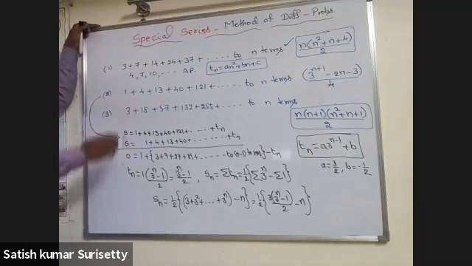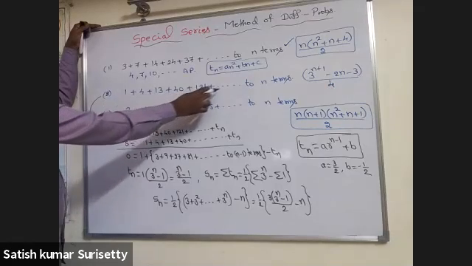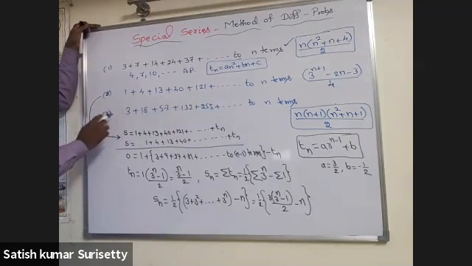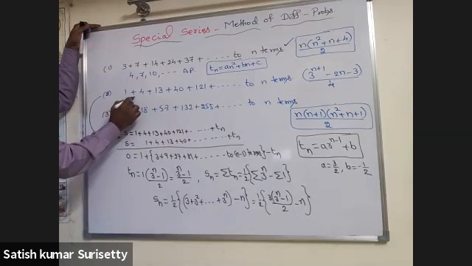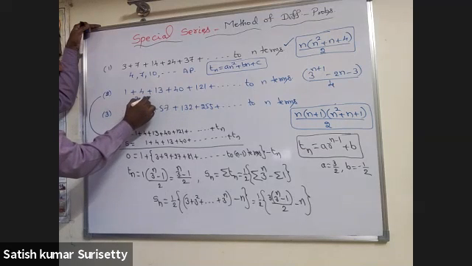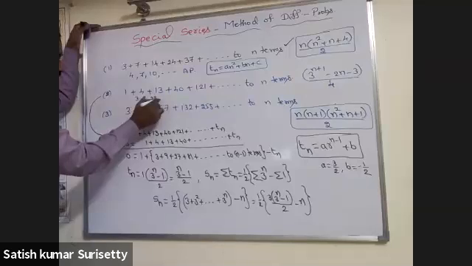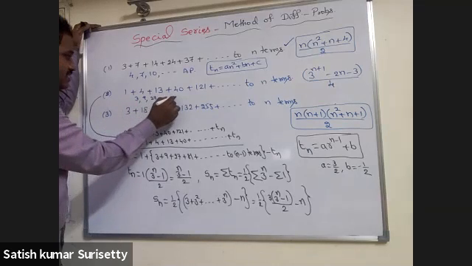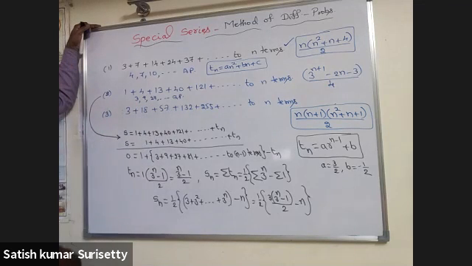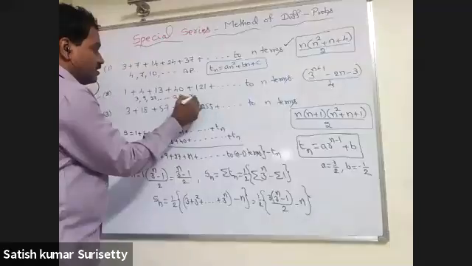Now the second problem: 1 plus 4 plus 13 plus 40 and so on. If you observe here, one method is to consider differences: 4 minus 1 is 3, 13 minus 4 is 9, 40 minus 13 is 27 and so on. So the first order differences are in geometric progression with a common ratio r equal to 3.